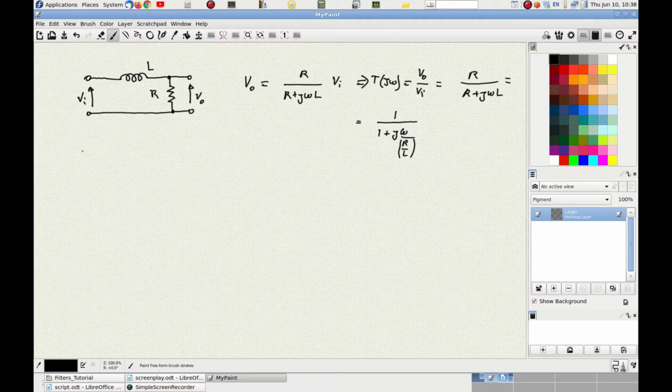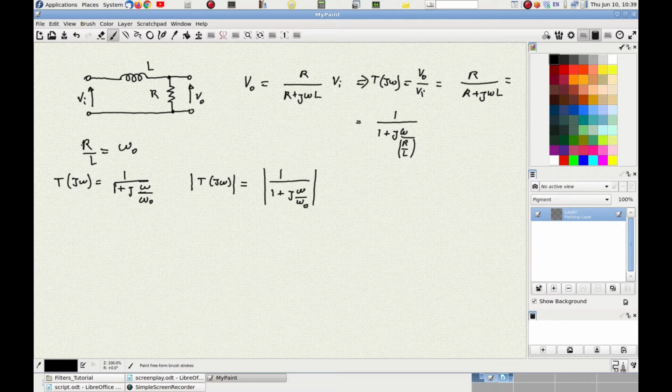We can now define the natural angular frequency of this circuit as R over L, and we can call it omega 0, so omega 0 equals R over L. Substituting R over L in the transfer function with omega 0, we get the known transfer function of the first-order low-pass filters. From here, we can calculate the cutoff frequency of such a filter, recalling that the cutoff frequency is the value at which the magnitude of the transfer function equals 1 over square root of 2.